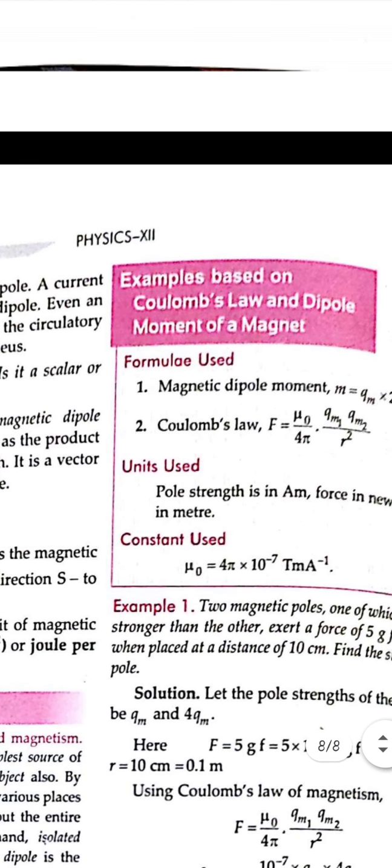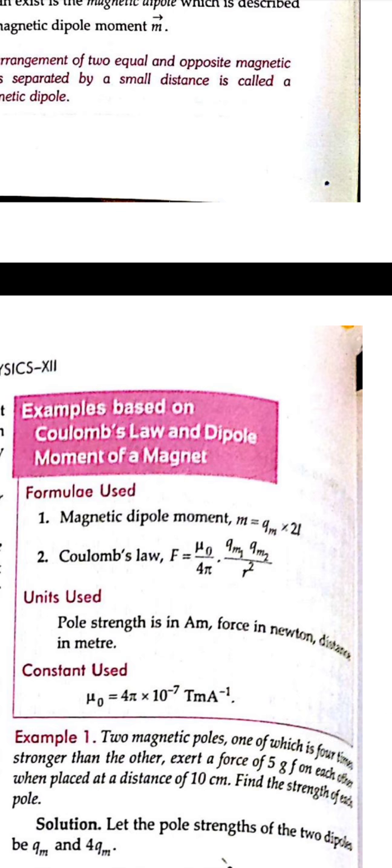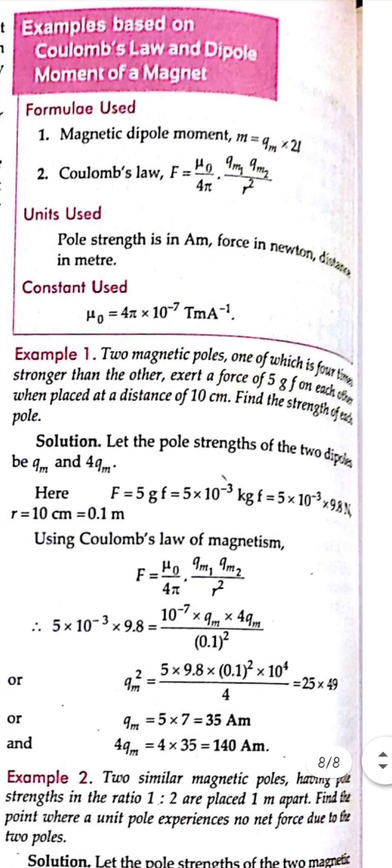So these were the three formulas which we have seen here. Regarding this, you can see these two numericals also. Two magnetic poles, one which is 4 times stronger than the other. So if one is Qm, then the other should be 4Qm. They exert a force of 5 gram force on each other. That is gram, which is converted into kg by multiplying by 10 to the power minus 3.